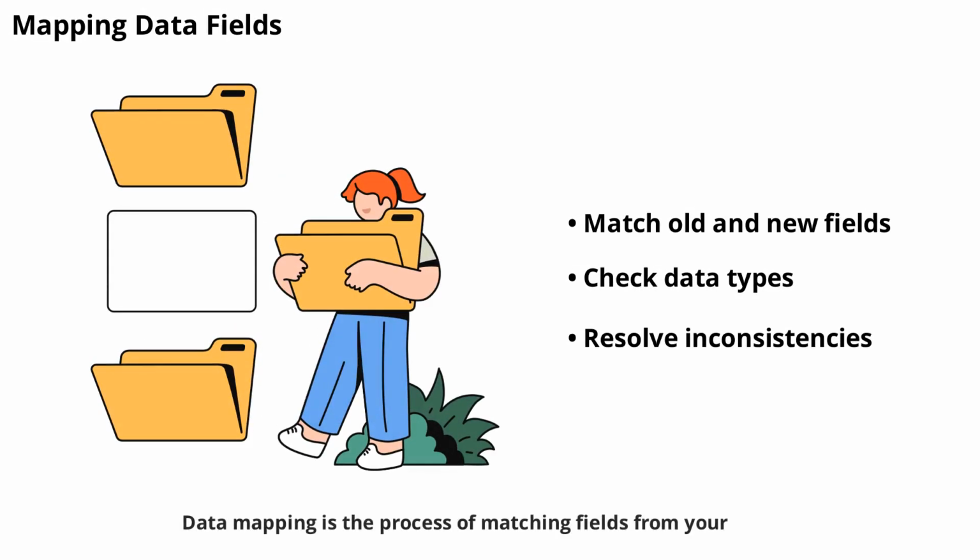Data mapping is the process of matching fields from your old system to the corresponding fields in your new CRM. This step ensures that information is transferred accurately and ends up in the right place. Carefully review field names, data types, and formats. Address any mismatches or inconsistencies before starting the migration. Proper data mapping prevents errors and makes your new CRM easier to use from day one.